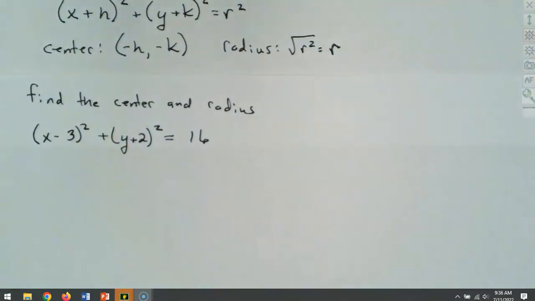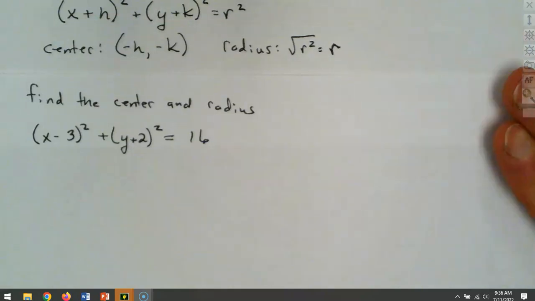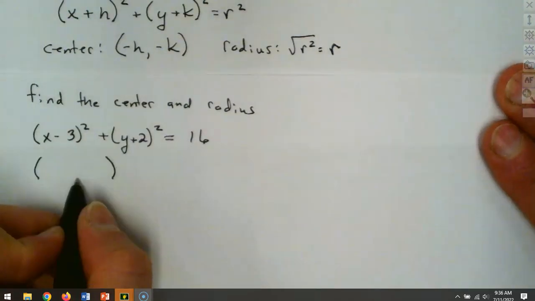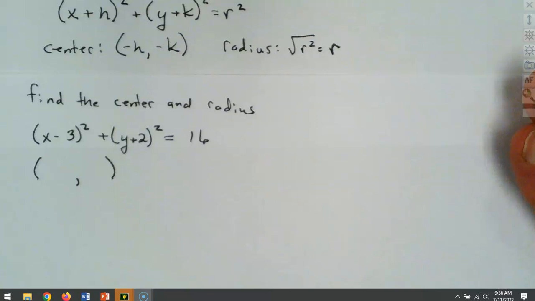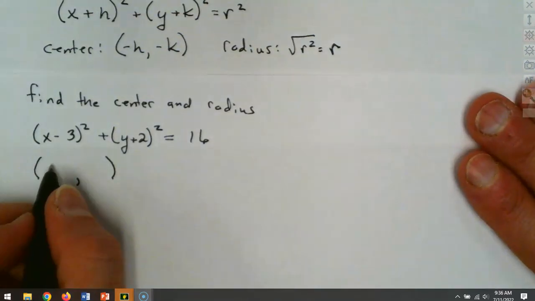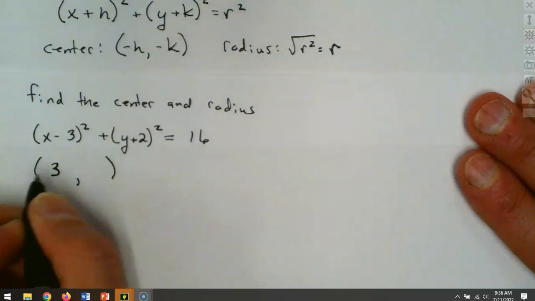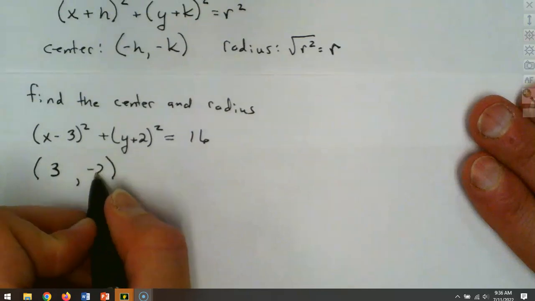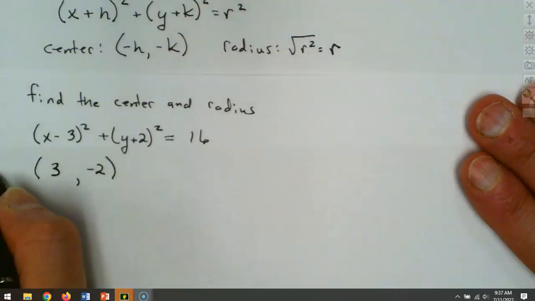And do not make this more difficult than it needs to be. I know this is brand new, but all we need to find here is our center and our radius. When we find our center, we change our signs. So we just switch the signs around. That minus 3 becomes a positive 3 for my center, and that positive 2 becomes a negative 2. And there's your center.